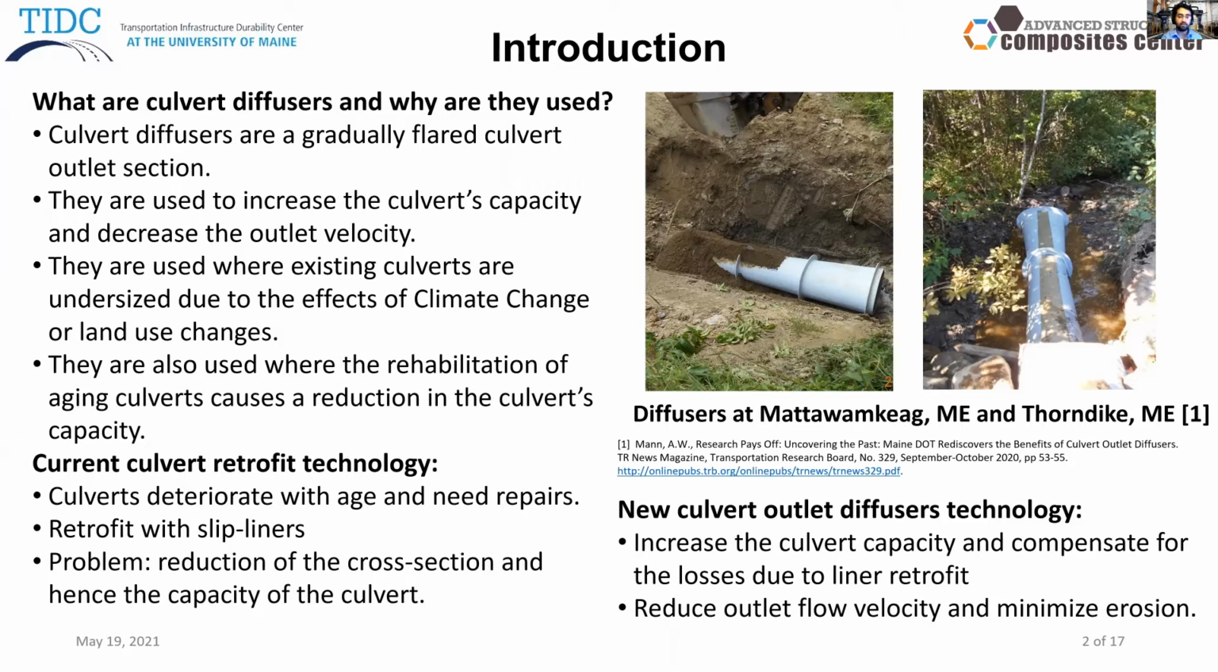The current culvert retrofit technology uses slip liners. The slip liners cause a reduction in cross-section area of the culvert and hence reduce the capacity of the culvert. The culvert outlet diffusers increase the culvert capacity and compensate for the losses due to the liner retrofit. They also reduce the outlet flow velocity and minimize erosion. By using the diffusers, the culverts can be effectively rehabilitated without reduction in the culvert discharge.